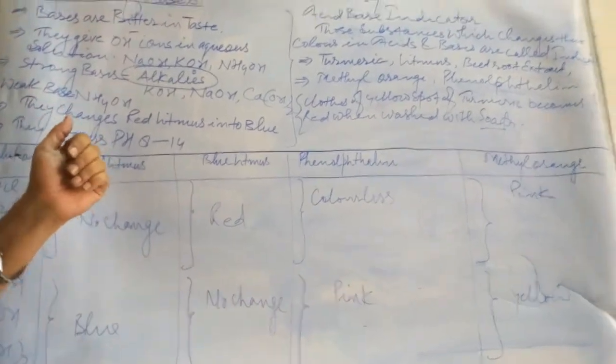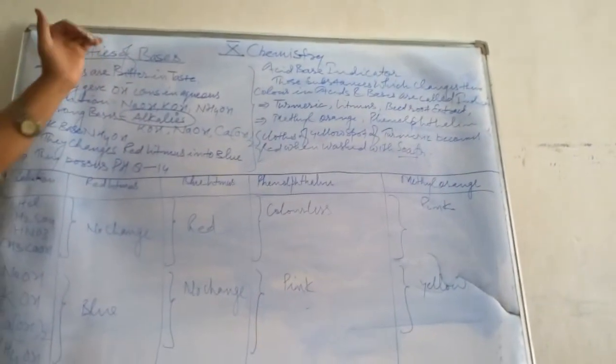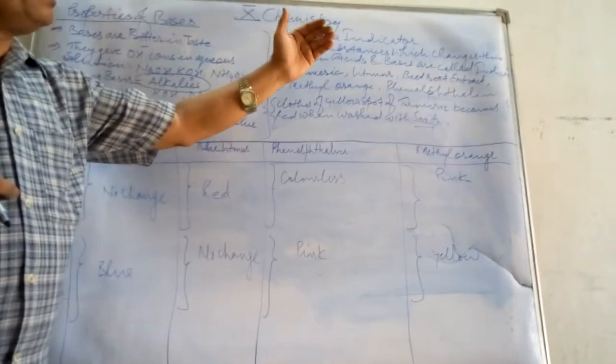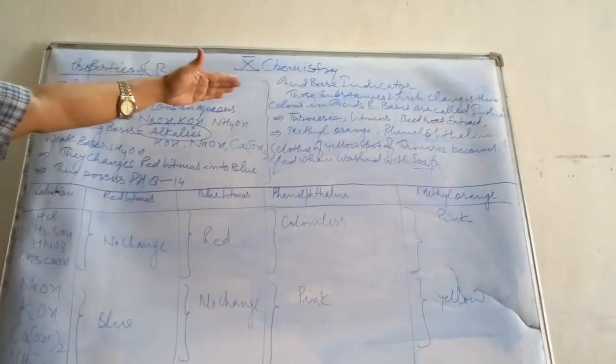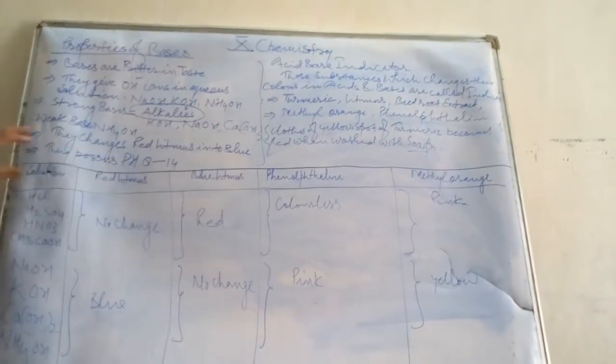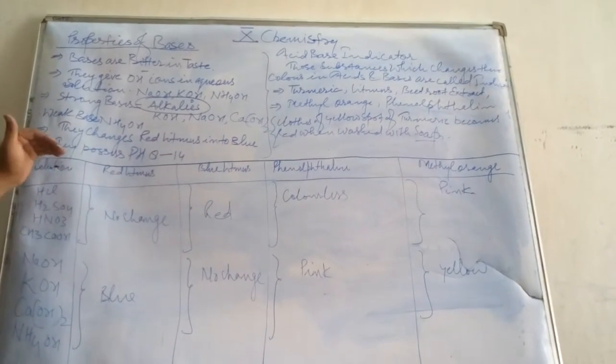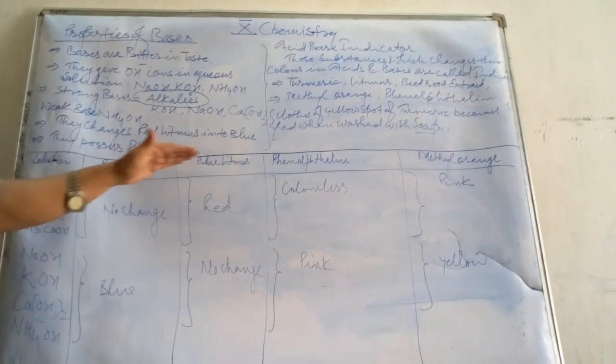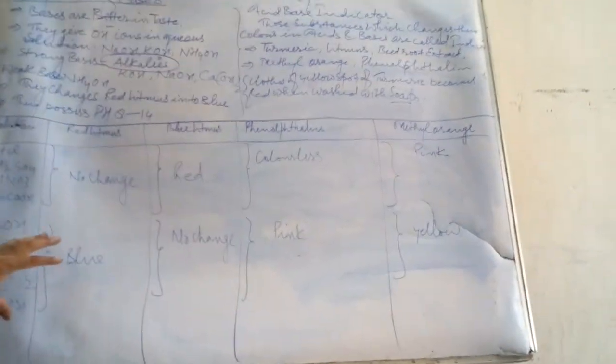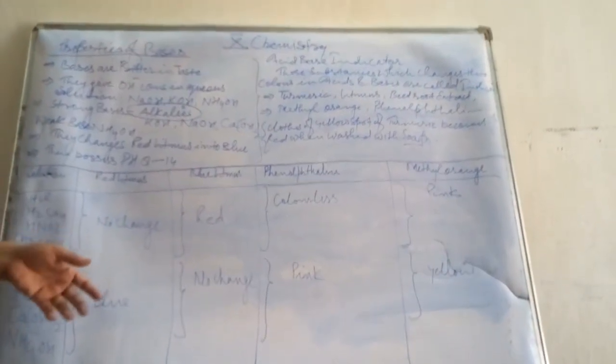So children, I have discussed in this chapter the properties of acids in detail, and today the properties of bases, and what acid and base indicators are, natural indicators and synthetic indicators, and what observation you will find during the treatment of these indicators with the acid and bases. Next, we will discuss in the next lecture.